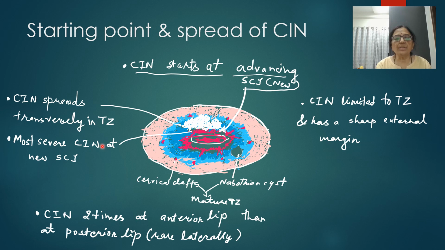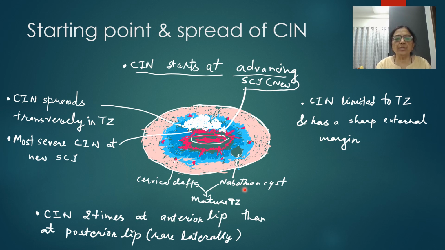The practical significance of this point is that whenever we are taking a biopsy from, say, an acetowhite area, we can take the biopsy from any place, but preferably it should be taken from the part of the lesion nearer the new squamocolumnar junction, which is nearer the external os, as compared to the area at the periphery.